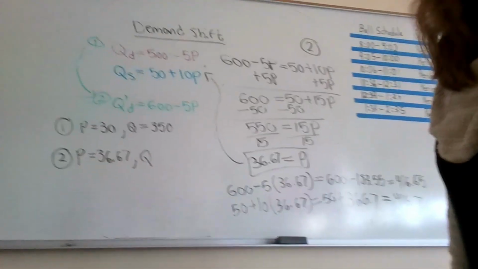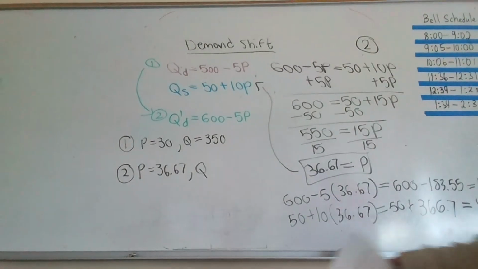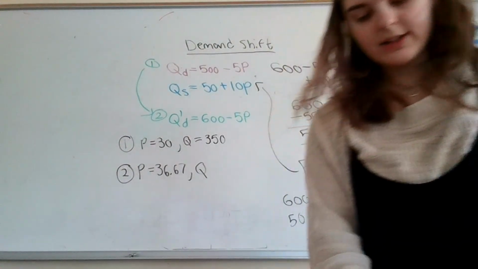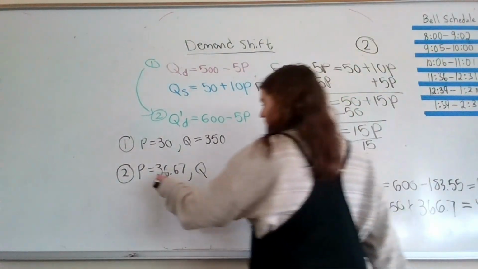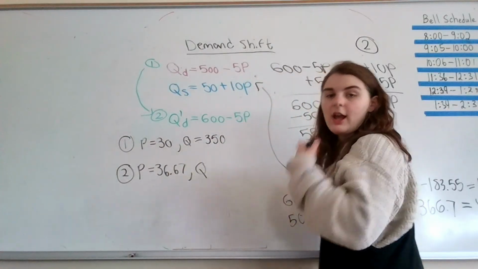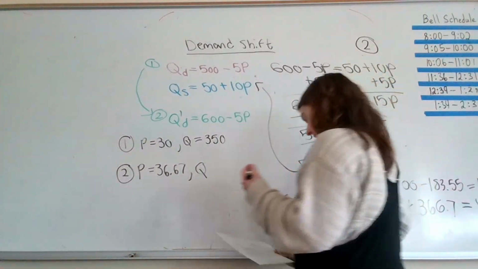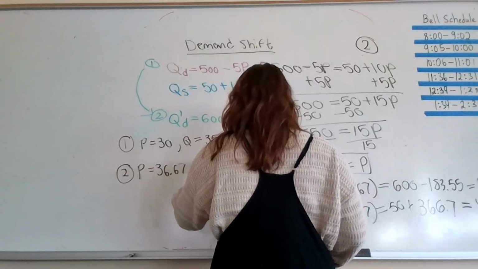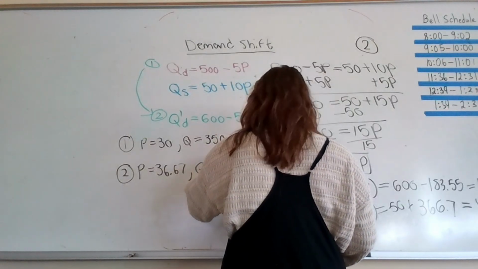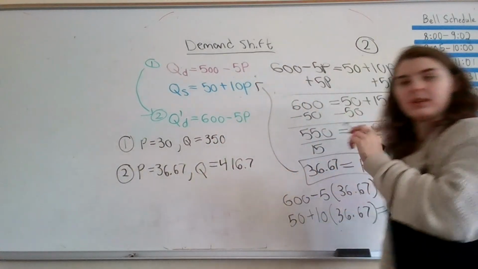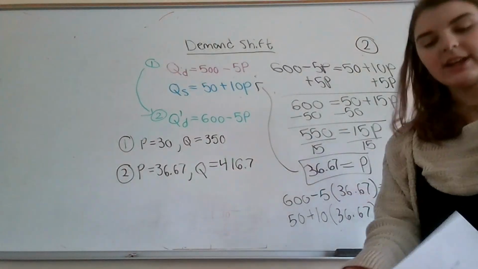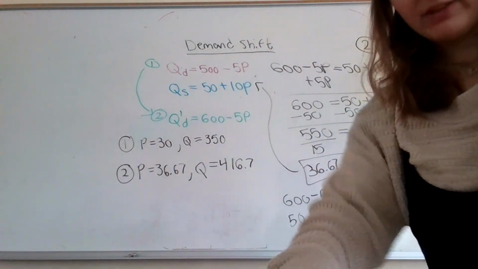All right, that tells us our new equilibrium then. Our new equilibrium, like I said, is going to be at a price of 36.67. We now have a quantity of about 416.7. There we go, there's that one. The next thing we have to do is graph these, right?